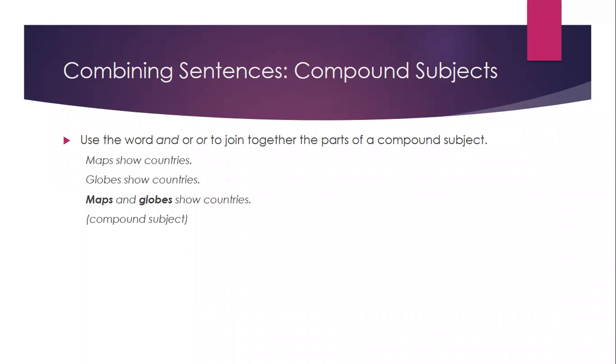Again, we use the word and or to join together the parts of our compound subject. Here is an example. Maps show countries, globes show countries. Now they both share the same predicate. How do we combine the simple subjects with the word and to create a compound subject? So the compound subject here is maps and globes.